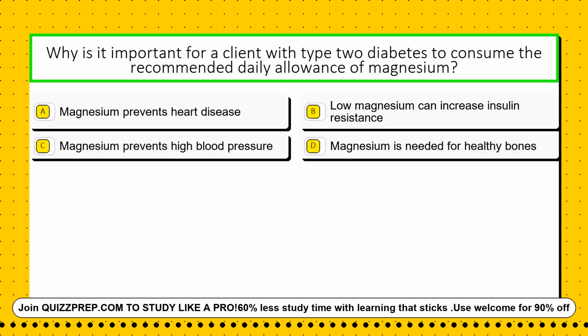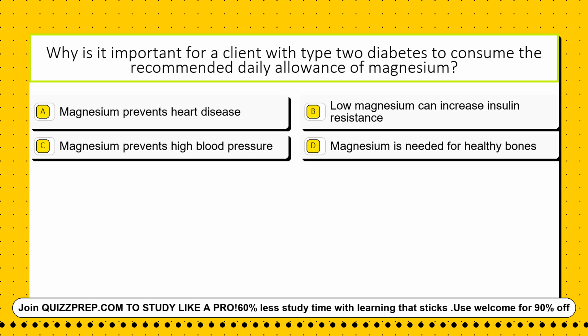Question 25. Why is it important for a client with type 2 diabetes to consume the recommended daily allowance of magnesium? Option A, magnesium prevents heart disease. Option B, low magnesium can increase insulin resistance. Option C, magnesium prevents high blood pressure. Option D, magnesium is needed for healthy bones.